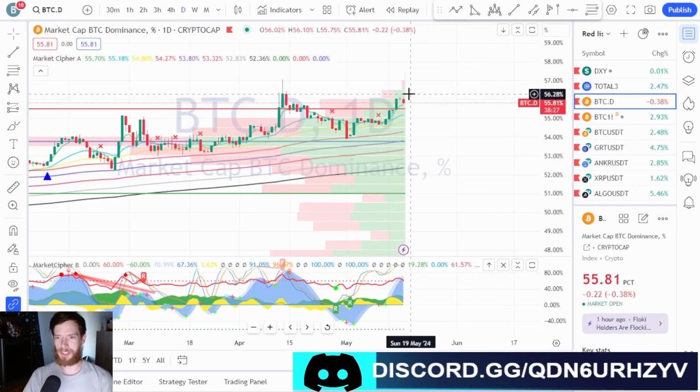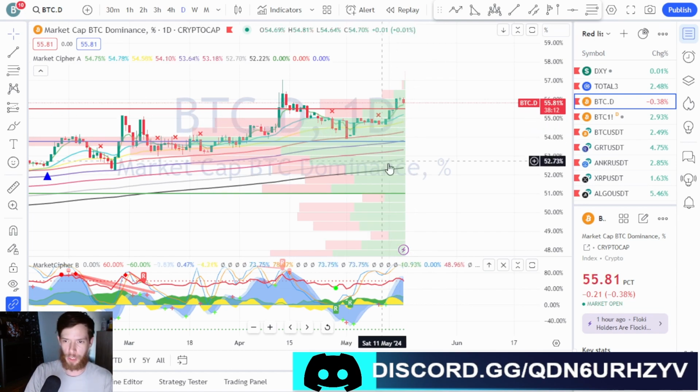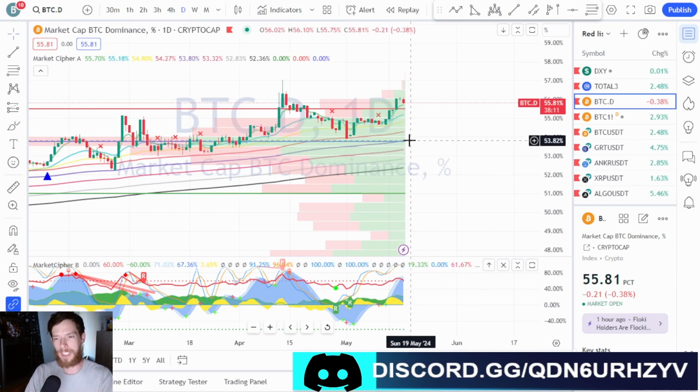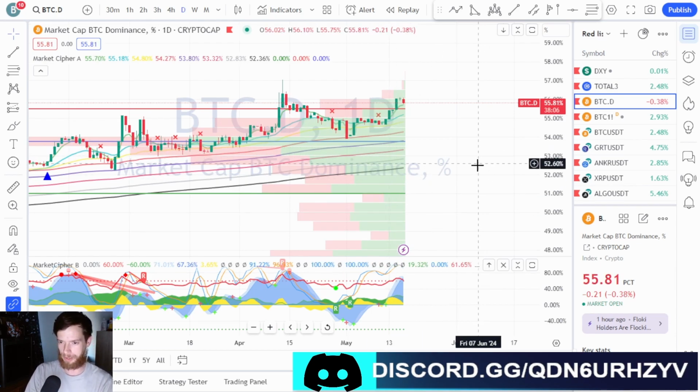Over on Bitcoin dominance for the daily, we are starting to round away just like we warned, so I would watch for a further drop. If we see further red candles here, we could break that value area high, that red line, on our fixed range volume profile. If we do break that, then we could push down toward our point of control, and if we cannot hold our point of control, then we could push all the way down to the value area low.